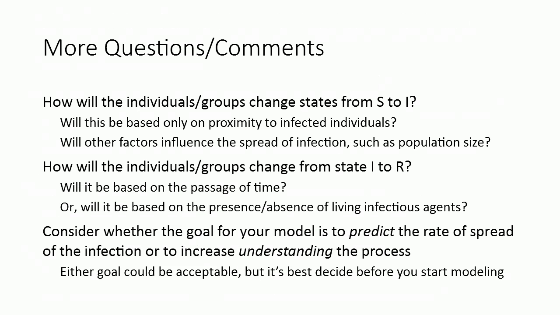And delving into the idea slightly deeper, how will the individuals, or the groups of individuals if it's a city block and you're not modeling them explicitly, change? What causes the state to change from susceptible to infected, from infected to recovered? So let's take a look at that first state. What factors might you want to take into account?